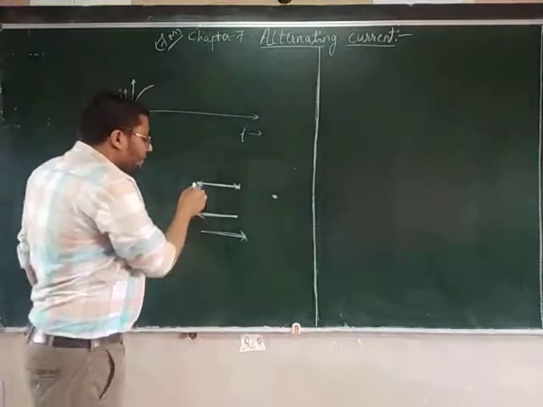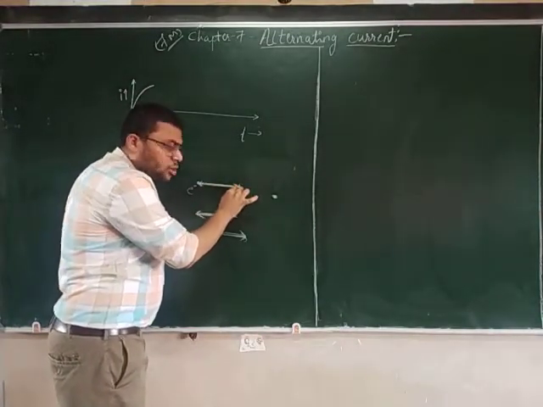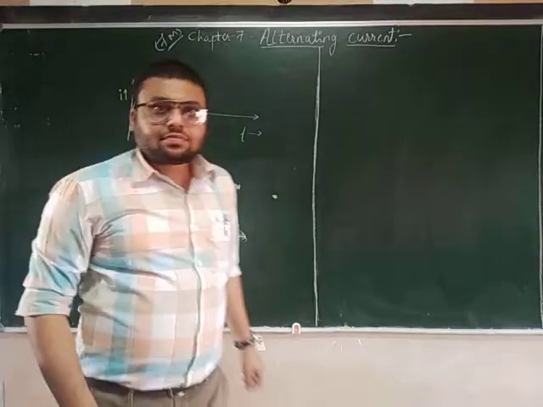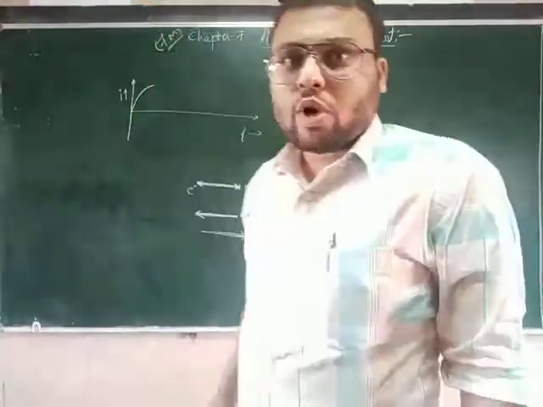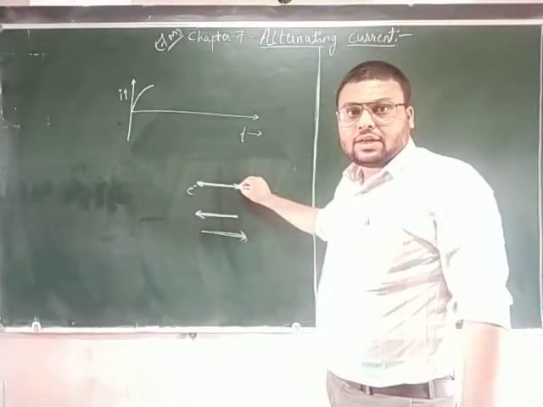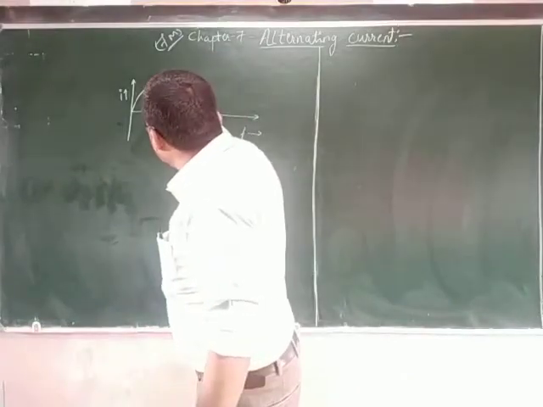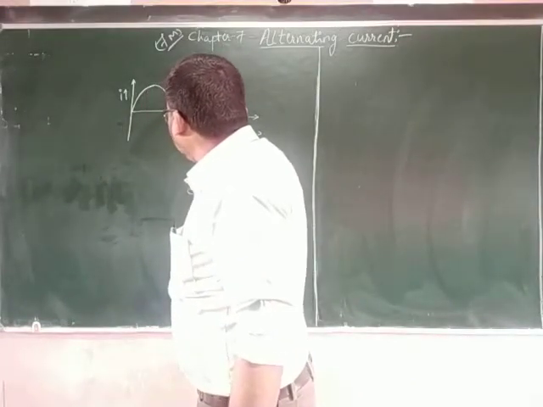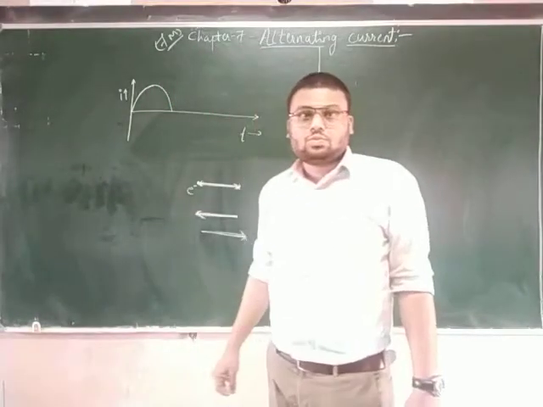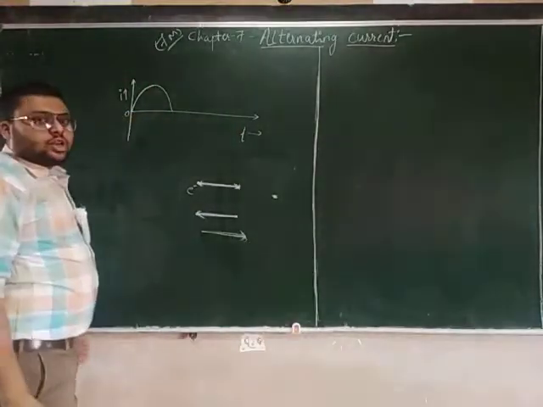But whenever the electron has reached the extreme position, there, what happens? For a fraction of a second, it will be at rest. So at that time, the current gradually decreases to zero. Okay? Current gradually decreases to zero.